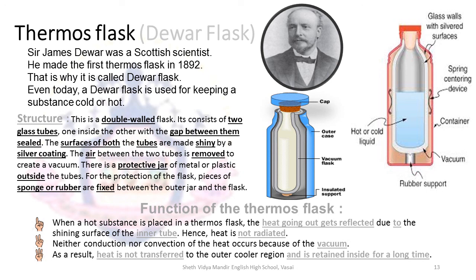There is a protective jar of metal or plastic that is outside the tubes, means there are three layers. Firstly, it's a double walled flask. Two glass tubes are put inside it, and outside the flask you have a protective jar of metal or plastic. This is used for the protection of the flask. Also, to give an added layer of protection, pieces of sponge or rubber are fixed between the outer jar and the flask. It's like a cushion.